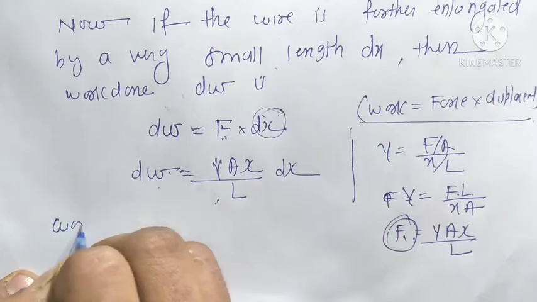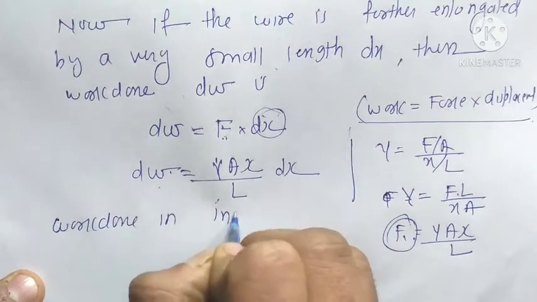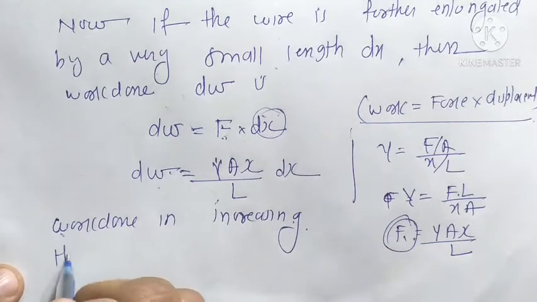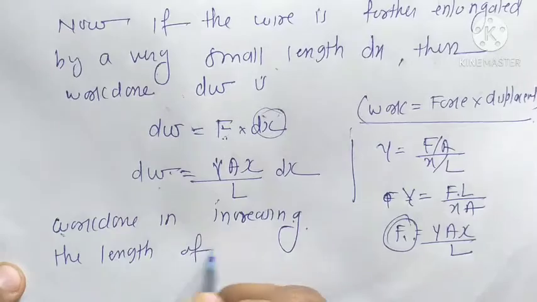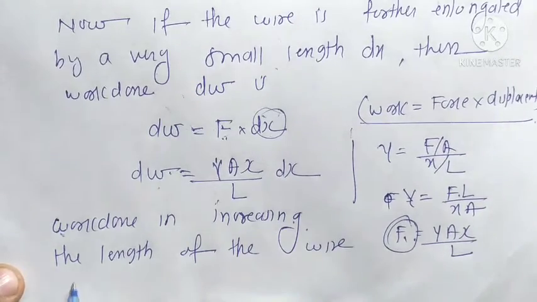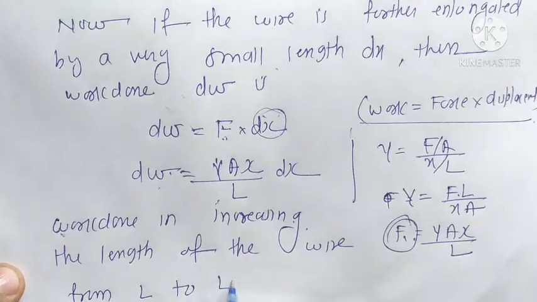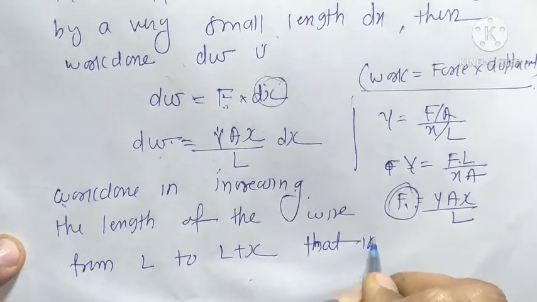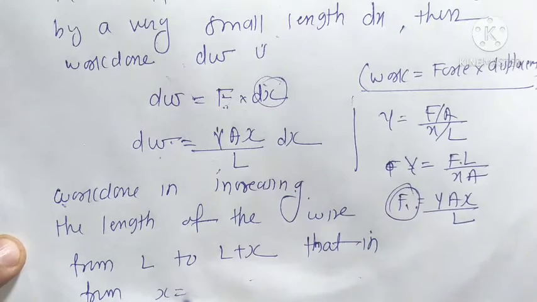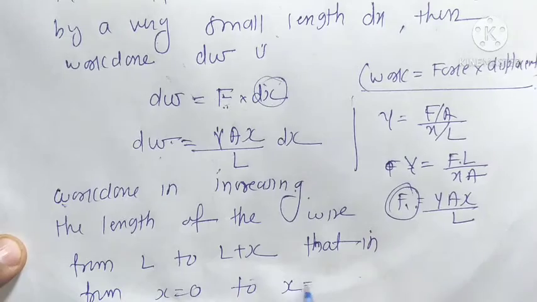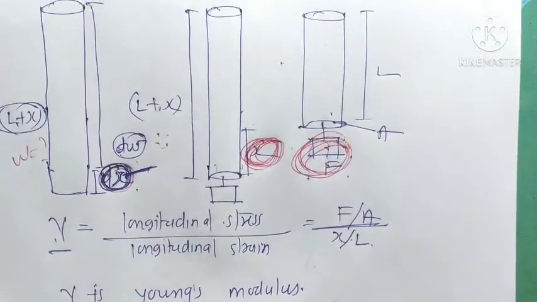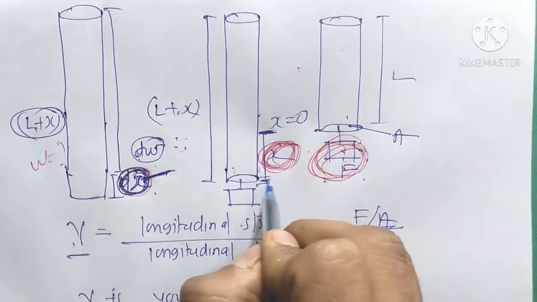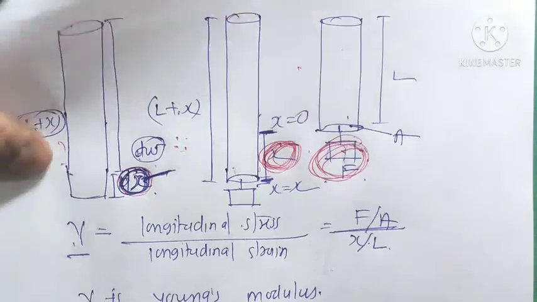So work done in increasing the length of the wire from L to L plus x, that is from x equal to 0 to x equal to x. You can see that at this point x is equal to 0, and at this point x is equal to x.